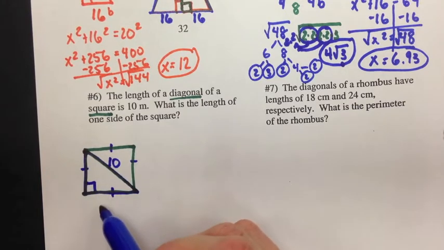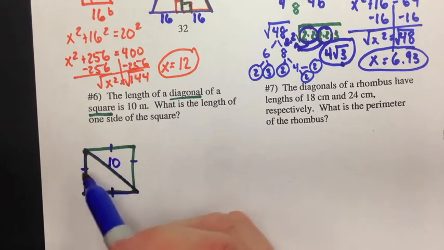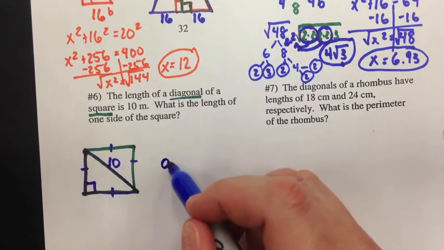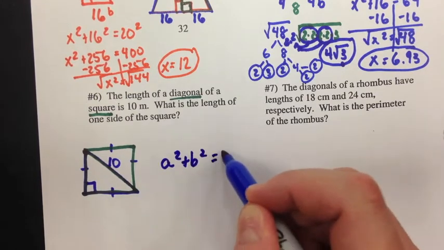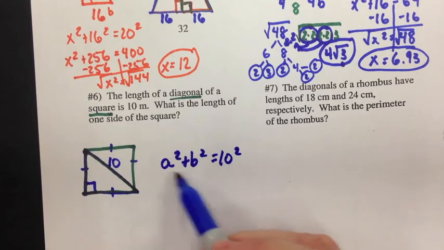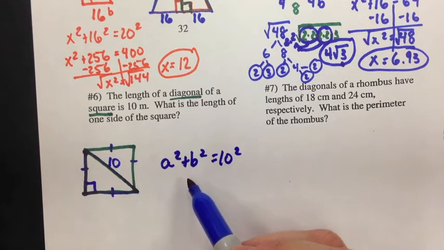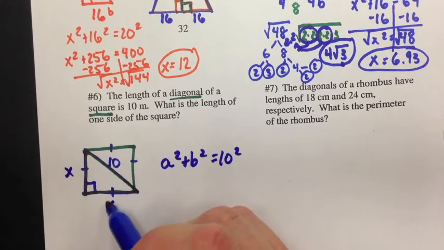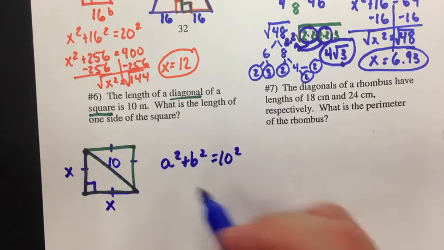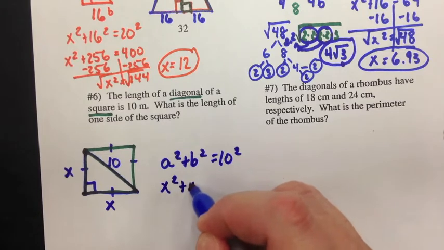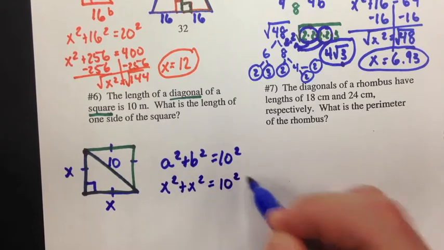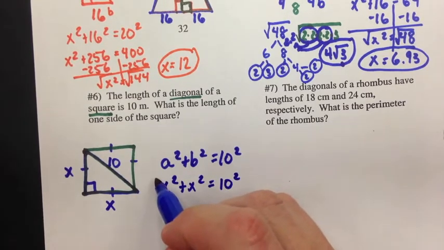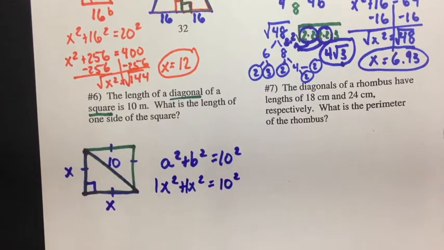I don't want to use different variables because if I try to do A and B, if I say A squared plus B squared equals 10 squared, well, I can't combine those. There's no way I can solve that. But since they're the same, let me just call them X and X. So I could say X squared plus X squared equals 10 squared. Now this is a 1x squared plus a 1x squared. So we can add that up.